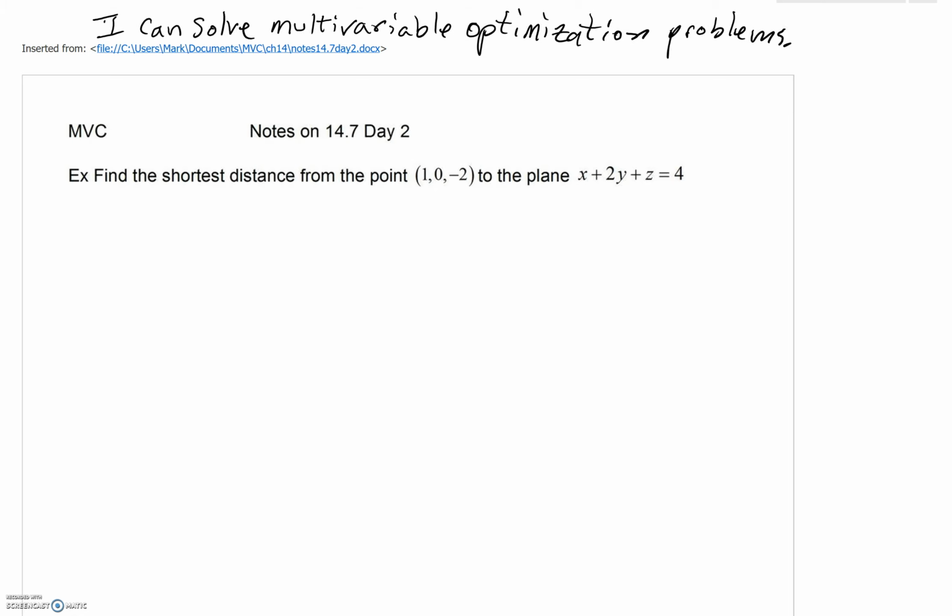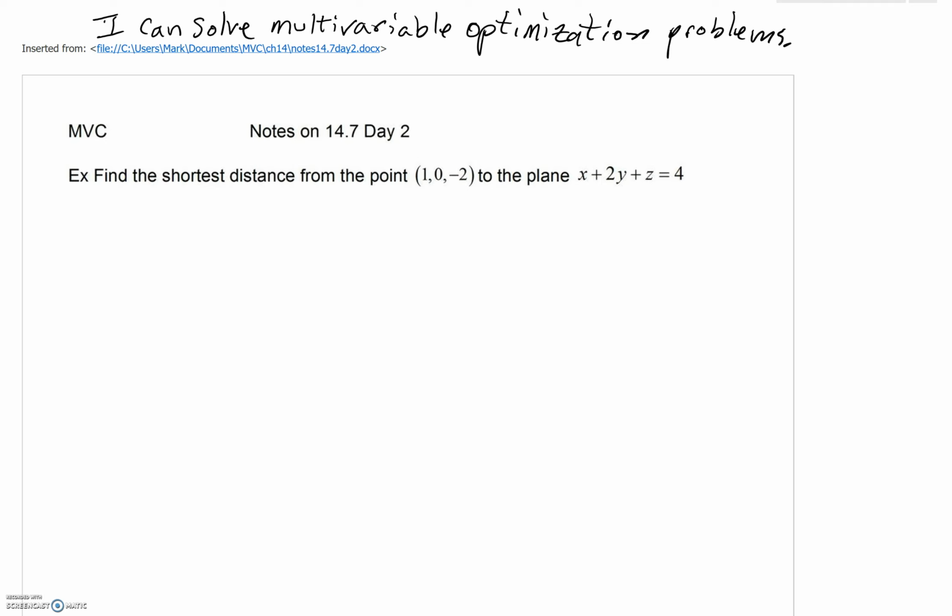Multivariable Calculus, Lesson 14.7, Day 2. We're going to apply our lesson on finding extreme values, local max, local min values, to optimization problems. So you can look at our learning target. I can solve multivariable optimization problems.